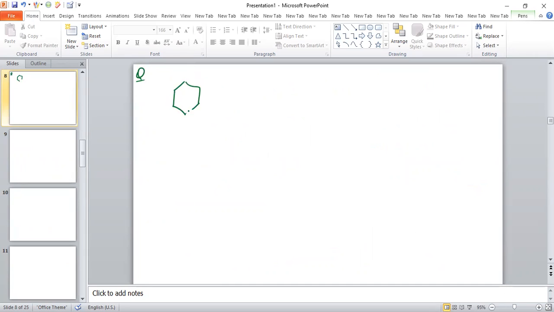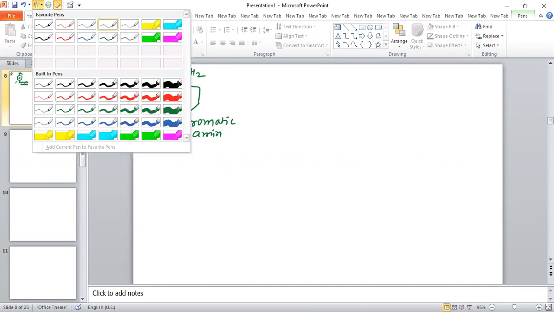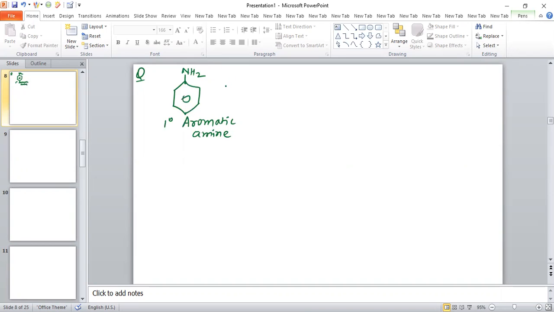If we have an aromatic amine like this, with NH2 there, this is a 1 degree aromatic amine. Only 1 degree aliphatic and aromatic amines give this reaction. In the reaction of this 1 degree aromatic amine, in the first step we add chloroform, and in the second step we add alcoholic KOH.